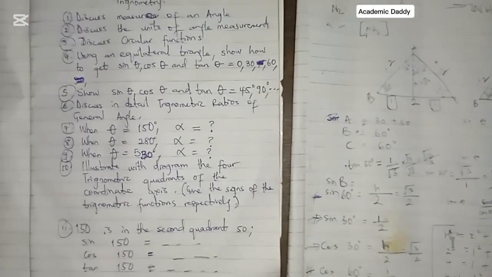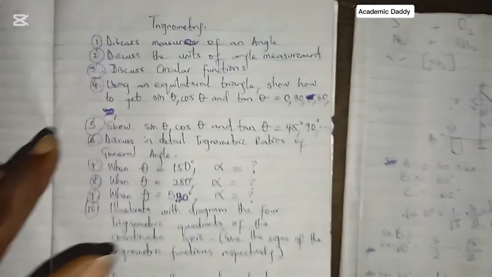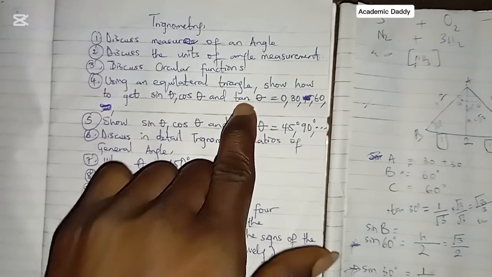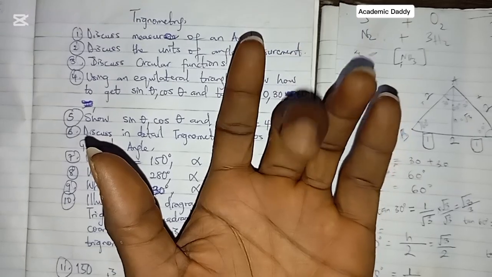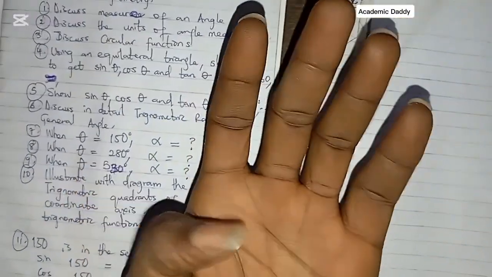I don't want to talk about 0 degrees because sine 0 is 0. So that is it. Using an equilateral triangle, show how to get sine 0, cos 0 and tan 0. Another way to do this thing is look at my finger. Let me open another page. I can choose to call this one 30 degrees. Okay, let me draw it.